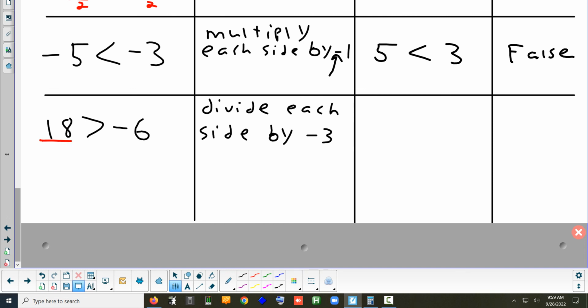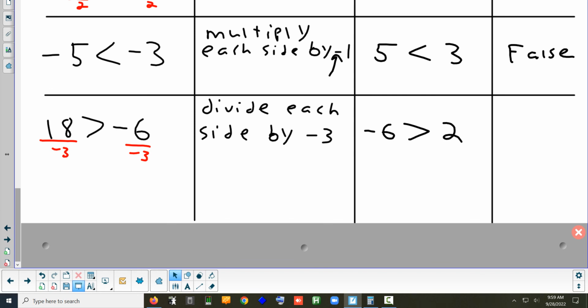And I want to divide each side by -3 and see what happens. So Abby, what's 18 divided by -3? Careful. -6. 18 divided by -3 is -6. And Tirza, what about -6 divided by -3? Positive 2. That's a +2.